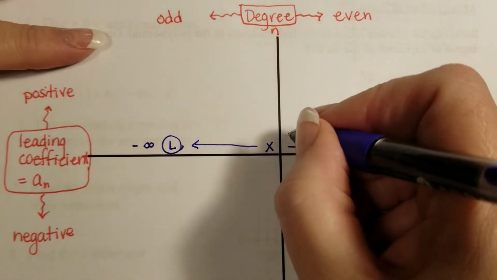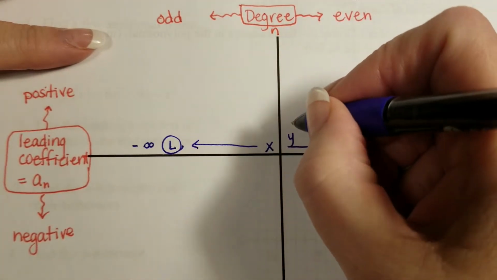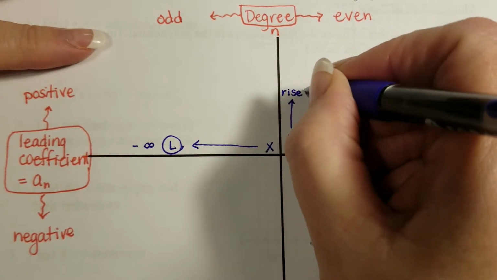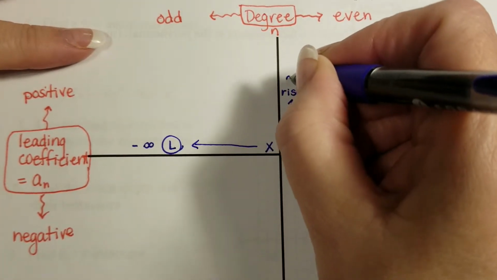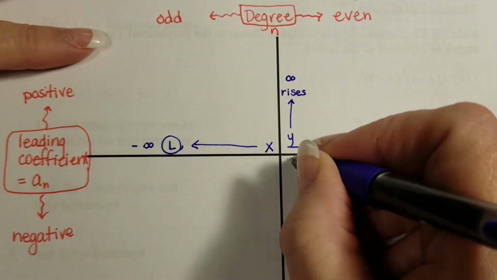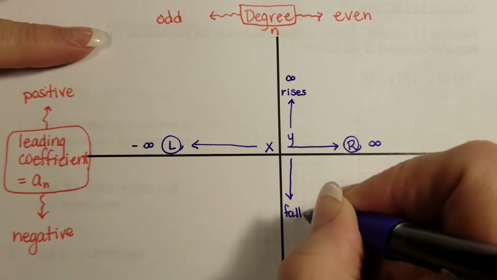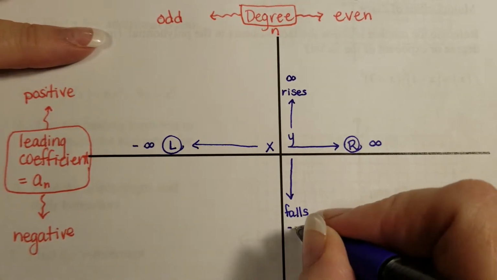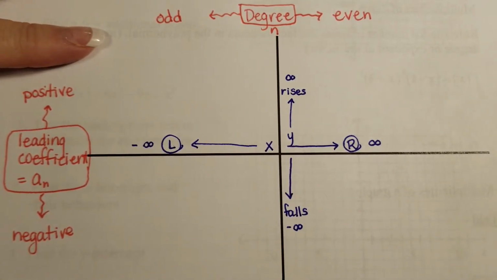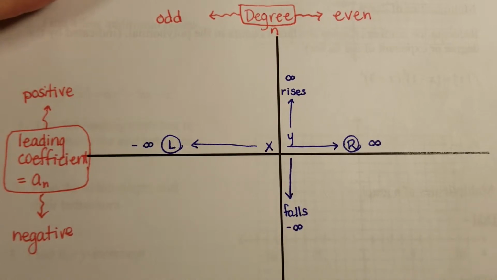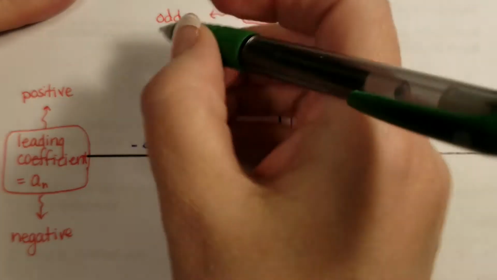The y can move up, or it could be rising. We would say y rises, which is approaching infinity. Or we could say that it falls, or it approaches negative infinity. So taking a look at just that end behavior, we don't care what's happening in the middle, but the end.